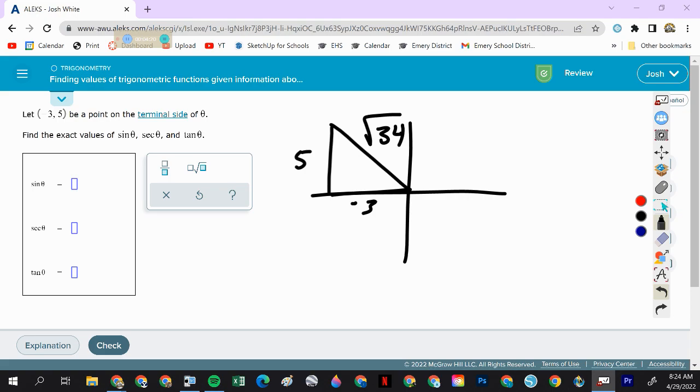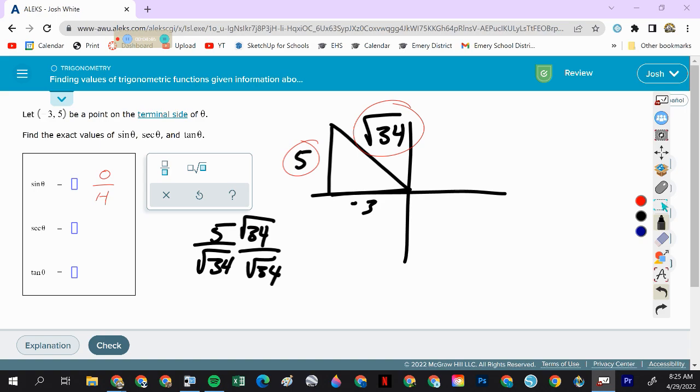So the sign is, it's not just going to be 5. How come it's not just the y value in this case? It's not a unit circle. So we have to say that sine is O over h, which would be 5 over root 34. But I can't leave it like that. I need to multiply by root 34 over root 34. And that gives me 5 root 34 over 34.